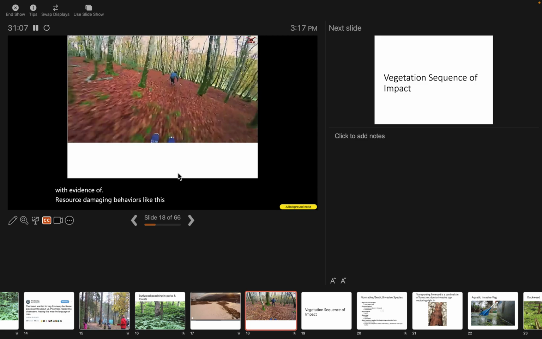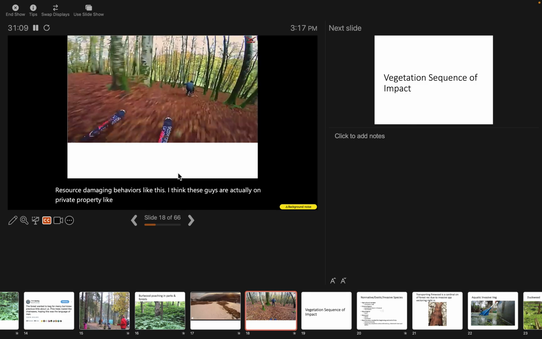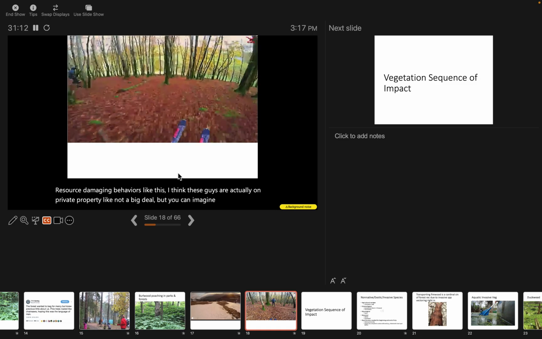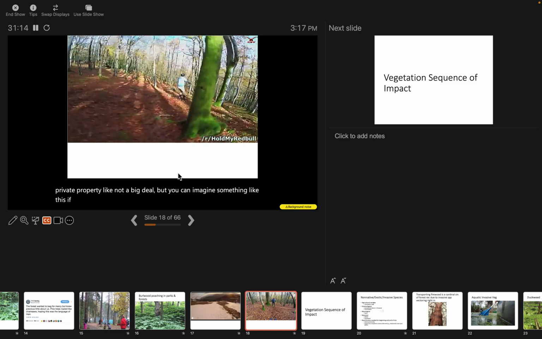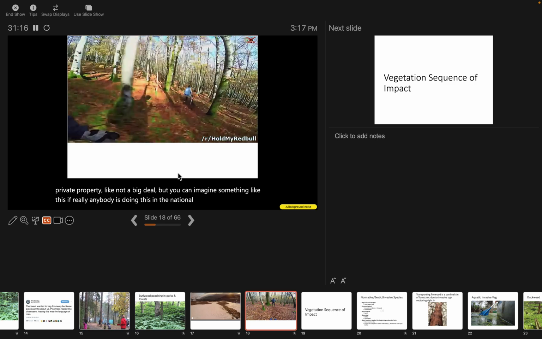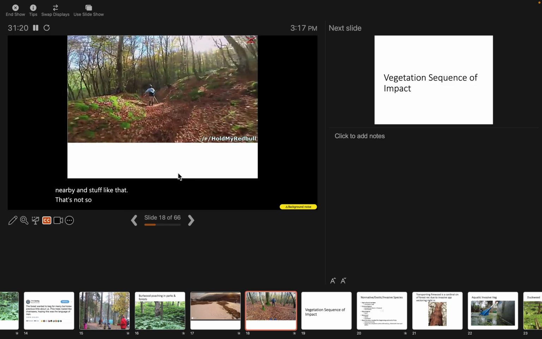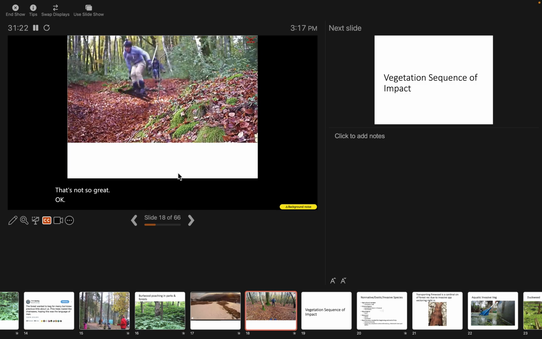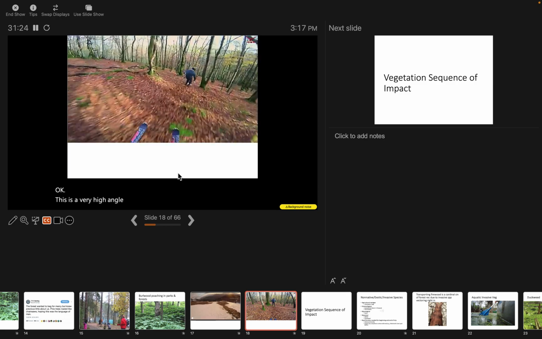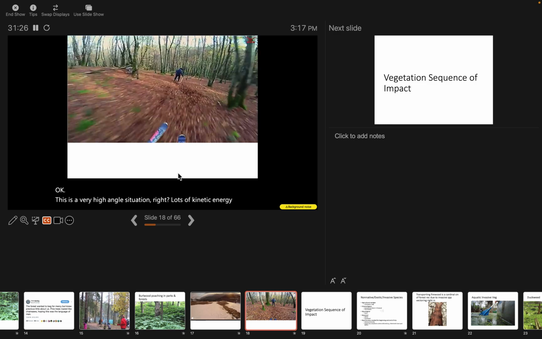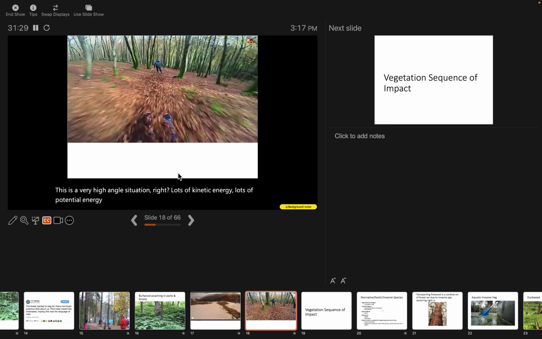I think these guys are actually on private property, like not a big deal, but you can imagine something like this if really anybody is doing this in a national forest with ski slopes nearby and stuff like that. Well, that's not so great, okay? This is a very high angle situation, right? Lots of kinetic energy, lots of potential energy embodied in that slope.